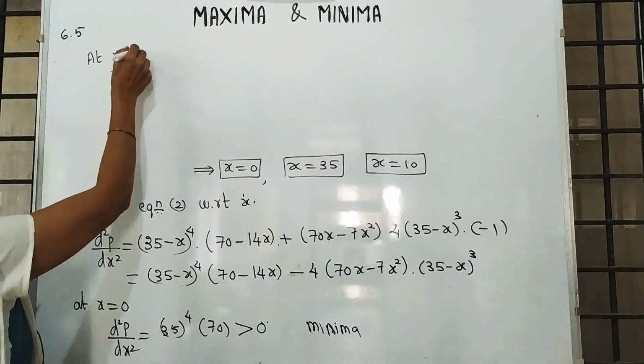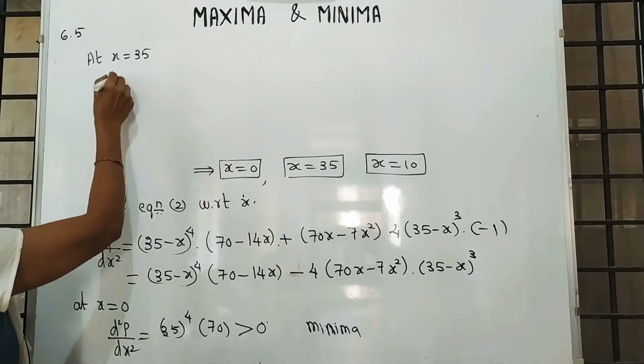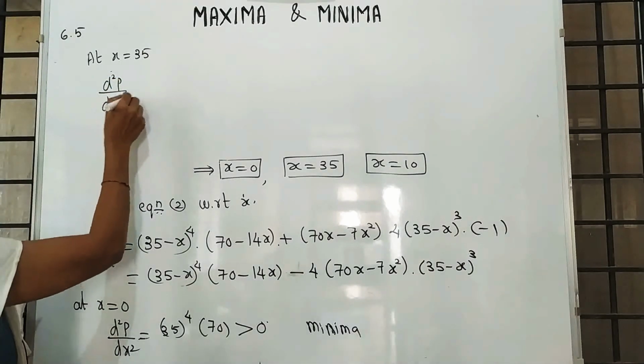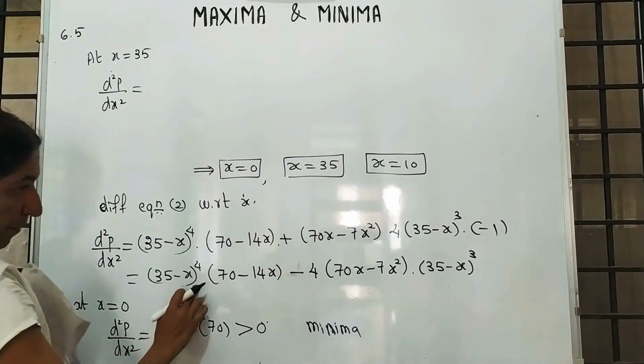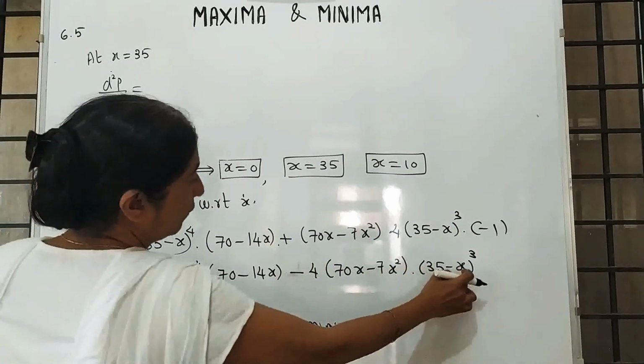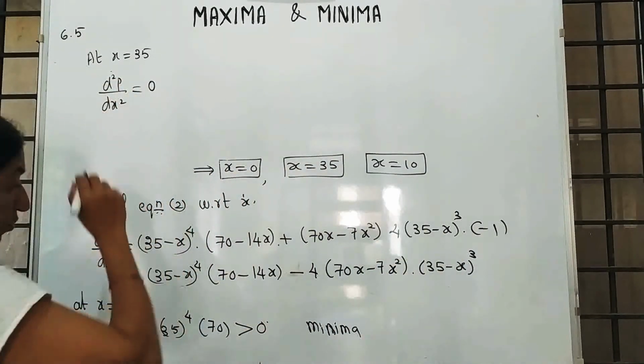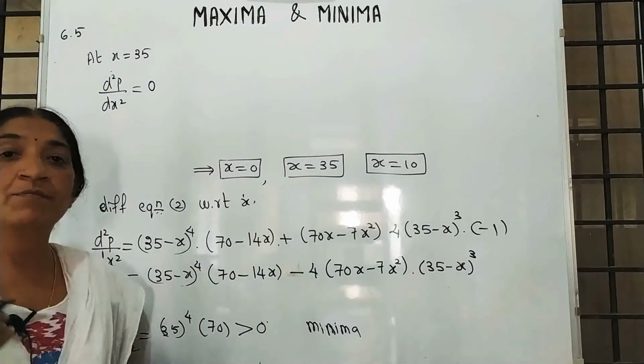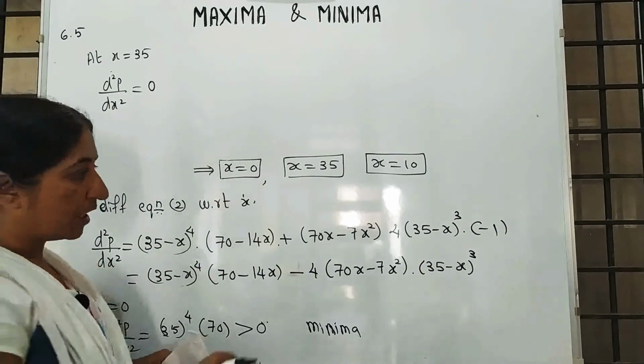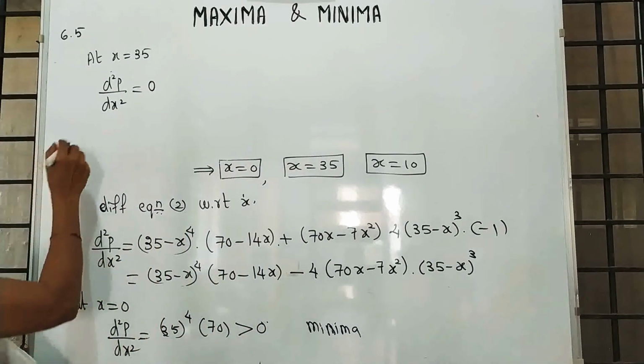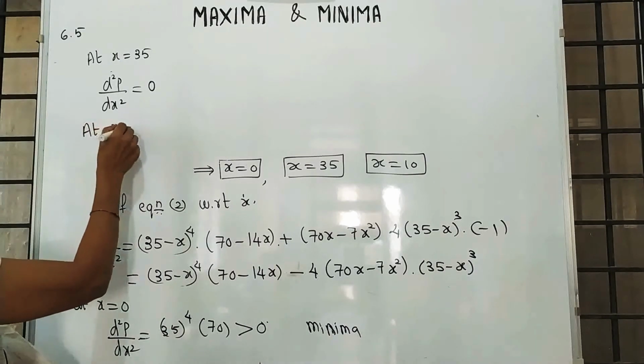At x is equal to 35, d square p upon dx square is 35 minus 35, which is 0. Here also 35 minus 35 is 0. So 0 means we cannot judge whether it is positive or negative. So we cannot take x is equal to 35. Next, at x is equal to 10.